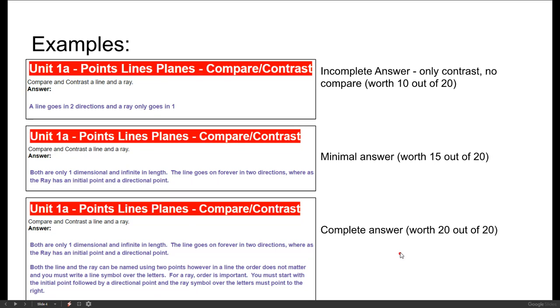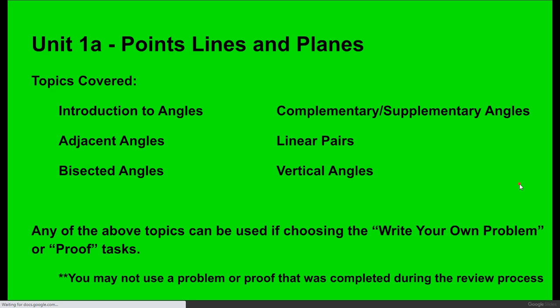My complete answer has the same as the first one, and then it also talks about the naming conventions used for lines and arrays and how they're different. For a line you can use your two letters with the line symbol over and the order does not matter. But for the array, the order is important. You have to start with the initial point followed by the directional point and use your little array symbol over the letters. Okay, so incomplete, minimal, complete.